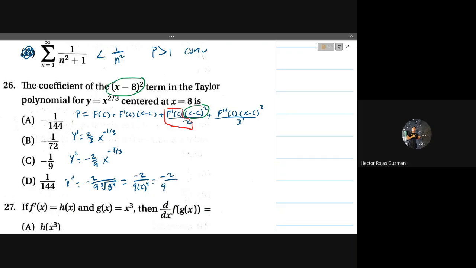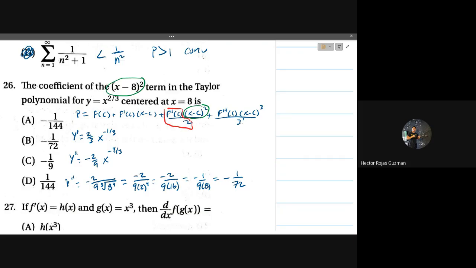2 to the power of 4 is 16. Then 16 and 2, you can simplify that to 1/8, which is negative 1 over 72. But that is still not the correct answer, because don't forget about the denominator of 2.